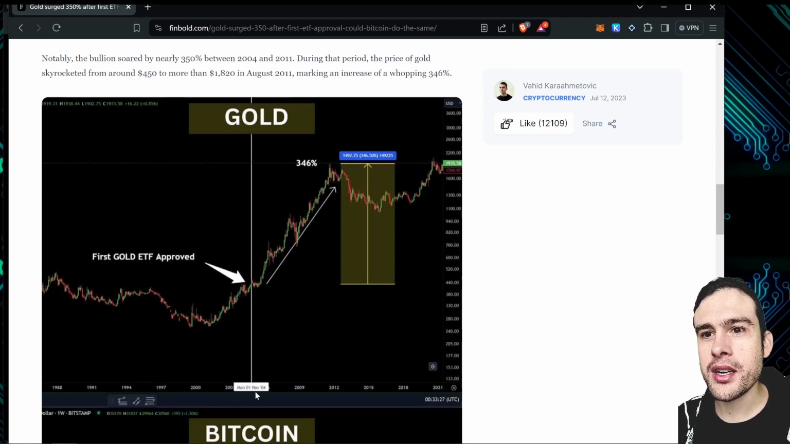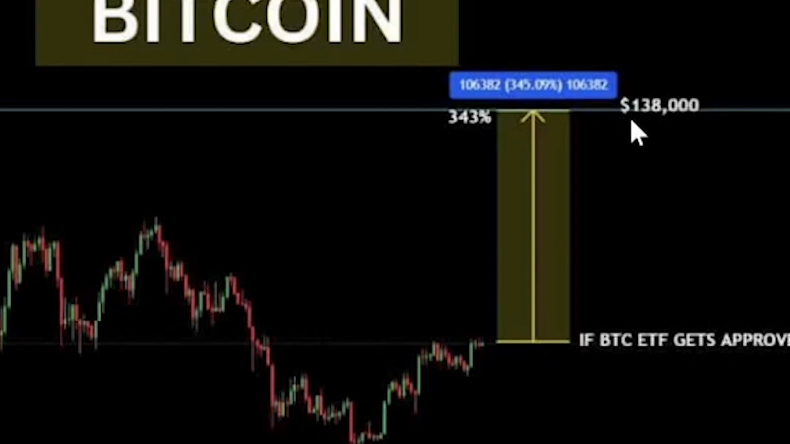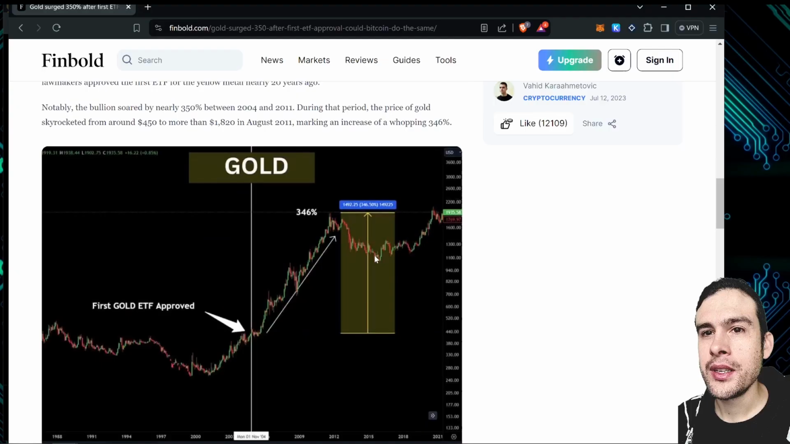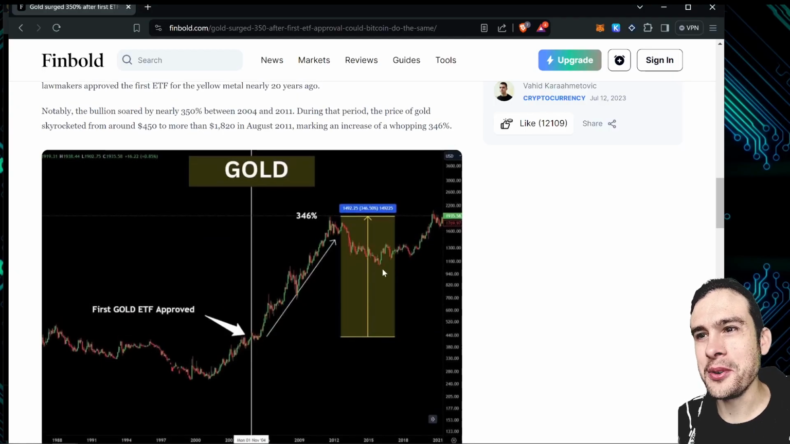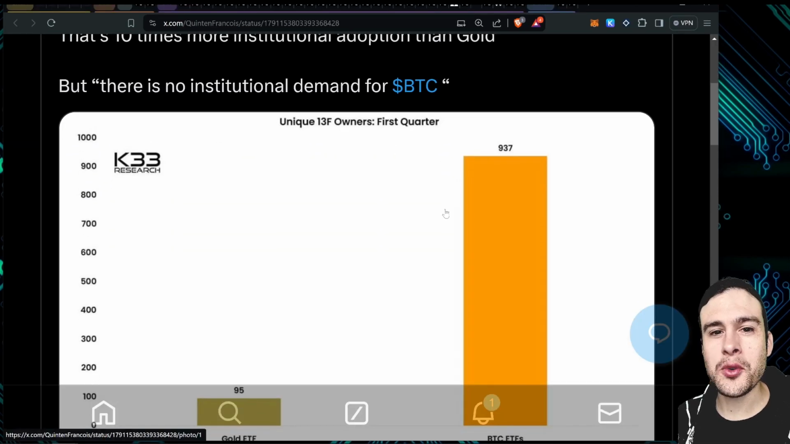There you go, there's November 2004. That would look like a price of 138K if it did the exact same thing, which it probably wouldn't. But anyway, it's quite interesting that that's 10 times more institutional adoption than gold, right? But people are still saying there's no institutional demand for Bitcoin. So this kind of proves that that's wrong.